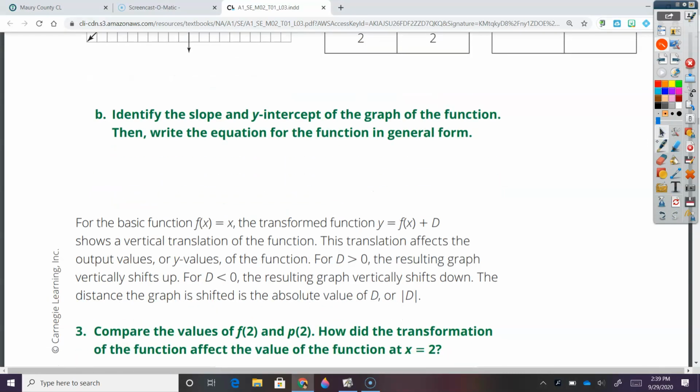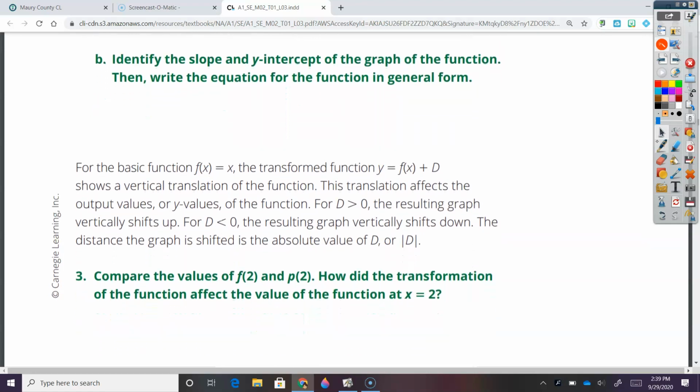For basic function f(x) = x, the transformed function f(x) + d shows a vertical translation of the function. This translation affects the output values, or y values, of the function. For d greater than 0, the resulting graph vertically shifts up. For d less than 0, the resulting graph vertically shifts down. The distance the graph is shifted is the absolute value of d.